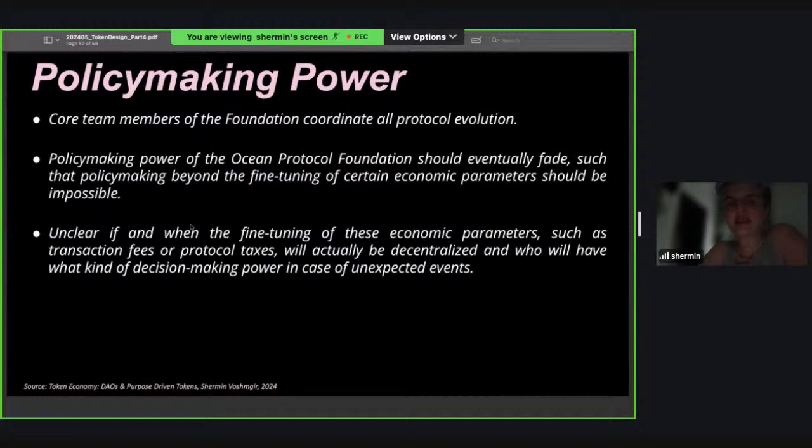So they expect that this policymaking power that the Ocean Protocol Foundation has at the moment is already fading and should eventually fade even more, so that policymaking beyond the fine-tuning of certain economic parameters should be impossible. And then it is still unclear if and when this fine-tuning of the economic parameters will be executed, and by whom. Currently, it is being executed by the core team members of the Ocean Protocol Foundation. Maybe in the future, it will be a decentralized voting process. We don't know, right? I think they don't know yet. And post-merger, things have changed anyhow.